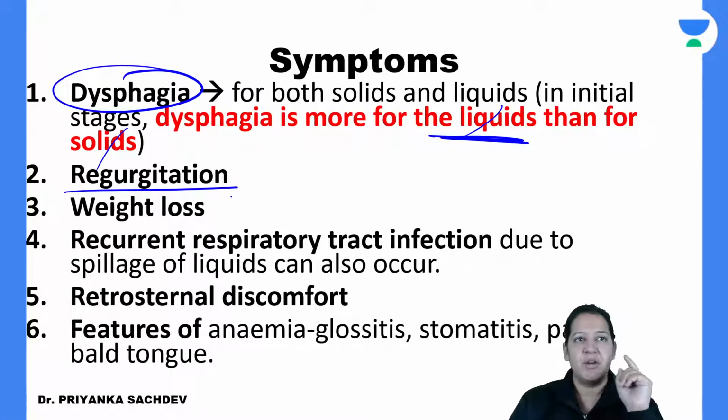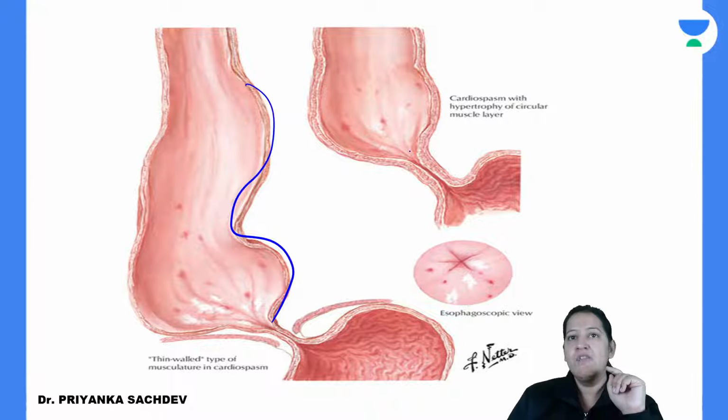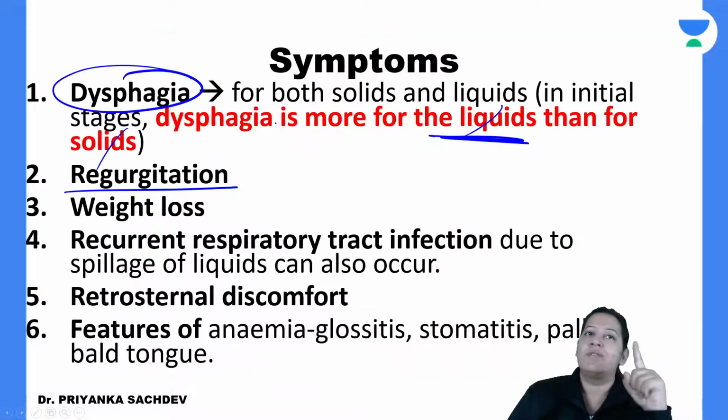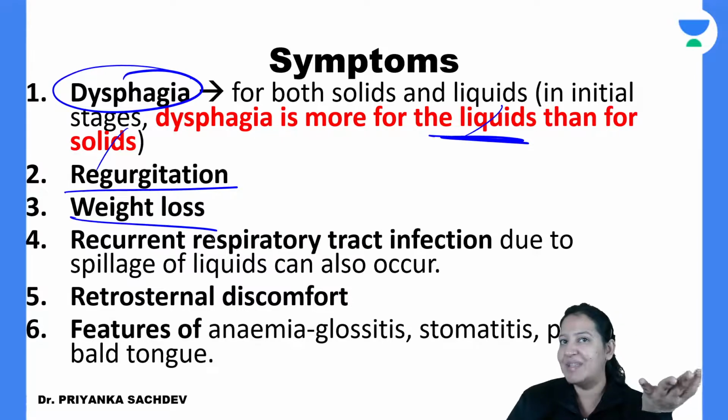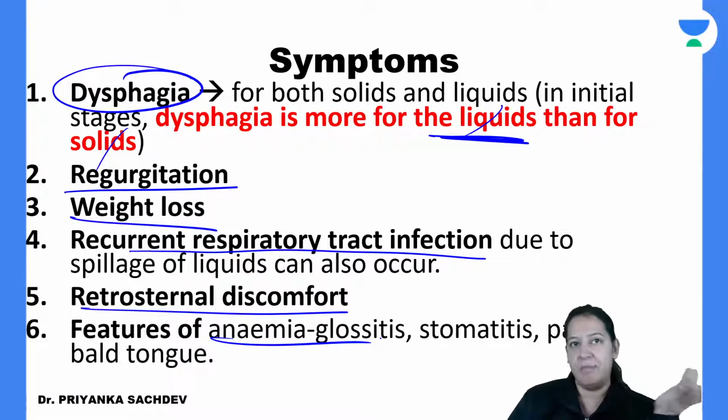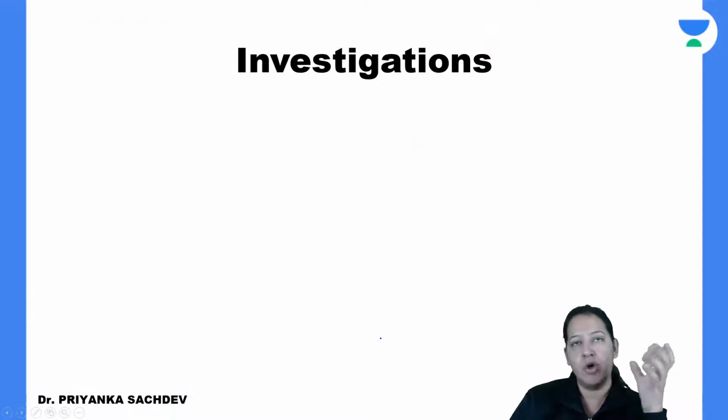Second is regurgitation. Regurgitation is reverse peristalsis. Food cannot transmit here, so it will come back and the patient will vomit. That is regurgitation. The patient cannot eat anything, so it is not absorbing, so he is not getting energy, so weight loss is there. Recurrent respiratory tract infection is there. Retrosternal discomfort and anemia will be there because the patient is unable to absorb things.